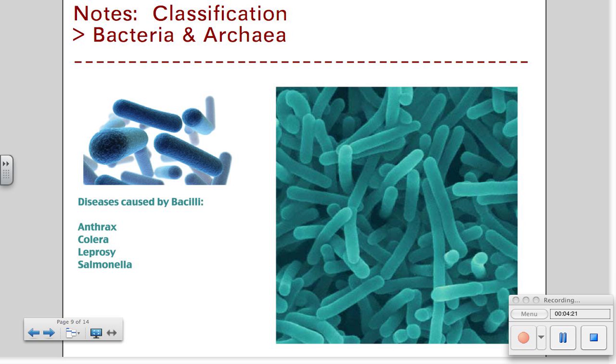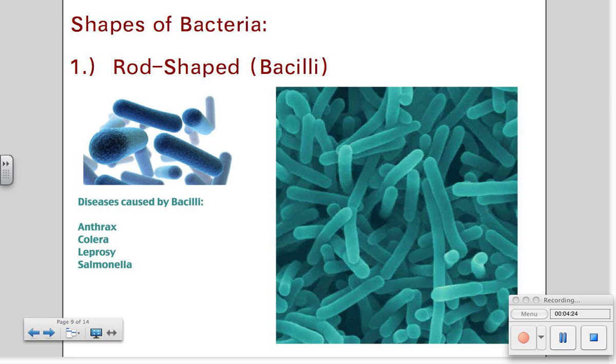Here's some examples of bacteria. They fall in 3 main groupings. They're based on their shapes. You have the rod-shaped, which is the bacilli, and some of the diseases that are caused by bacilli are anthrax, cholera, leprosy, and salmonella, which is a food-borne illness. And you can see here that this is the rod shape that we're talking about. They're very long, skinny, and shaped like a rod, which is why they're rod-shaped.